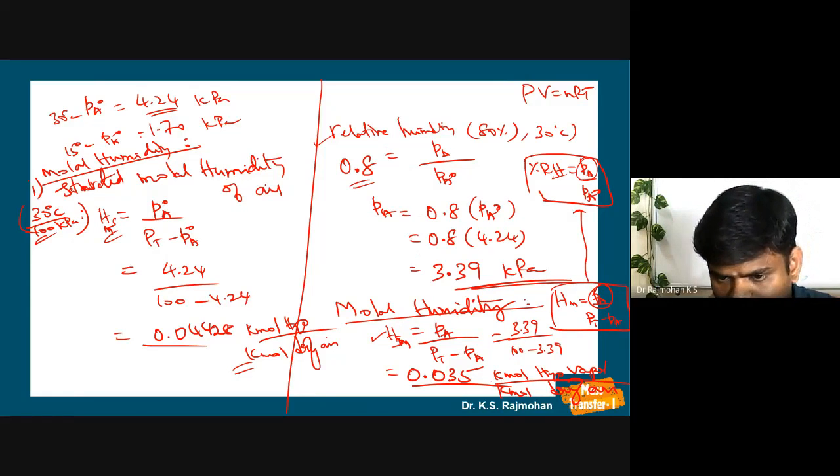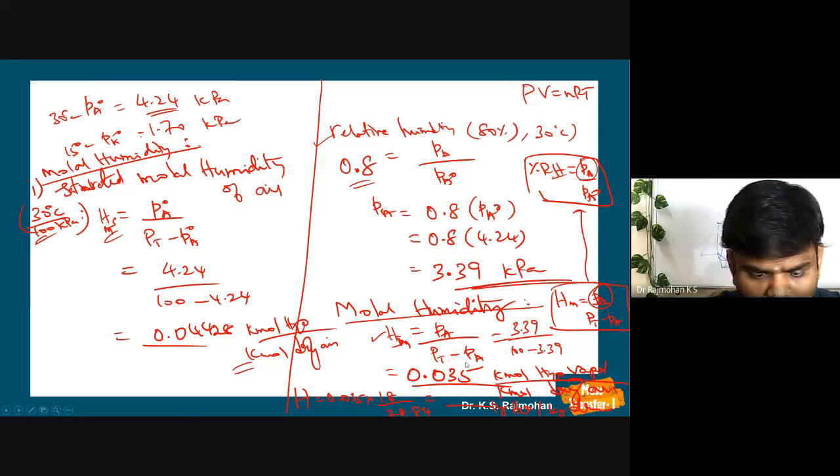So we got the saturated molar humidity, then we used the relative humidity data to calculate the molar humidity. Here also we got 0.035 kilomoles of water vapor per kilomoles of dry air. But if you want to calculate the value of H in terms of kg per kg, multiply by 18 divided by 28.84. So 0.035 into 18 divided by 28.84 equals 0.0218.